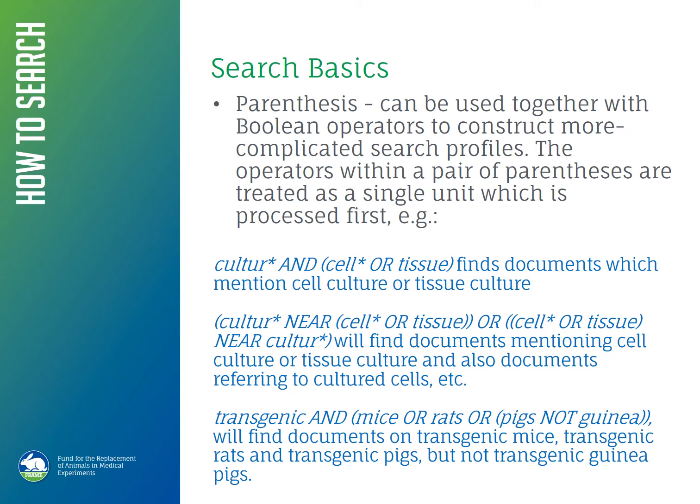The above search filter uses nested parentheses which are permitted on many search systems. Another example is transgenic AND (mice OR rats OR (pigs NOT guinea)) which will retrieve documents on transgenic mice, transgenic rats and transgenic pigs, but not transgenic guinea pigs.